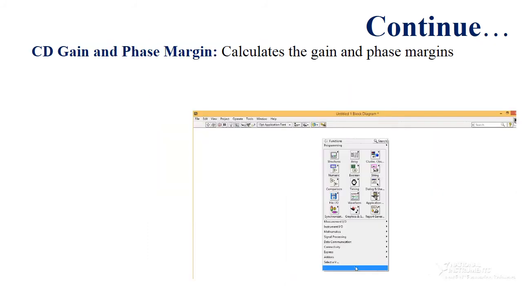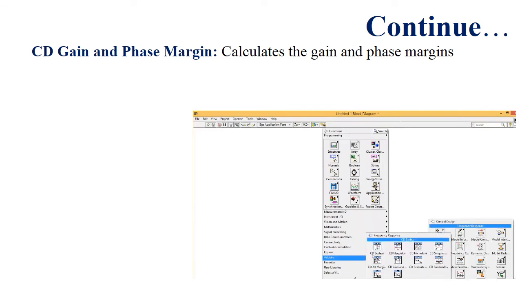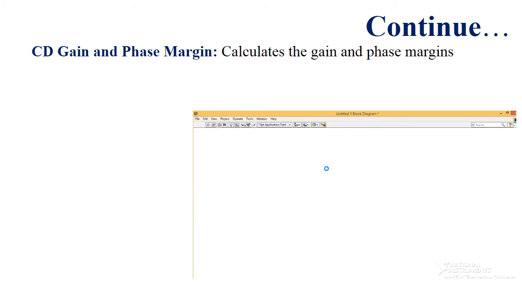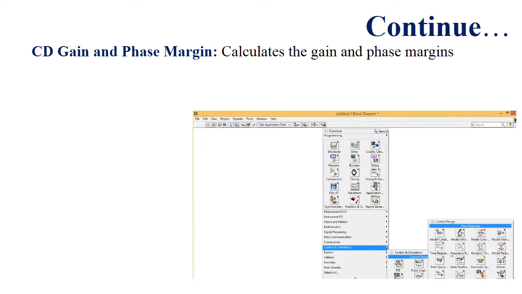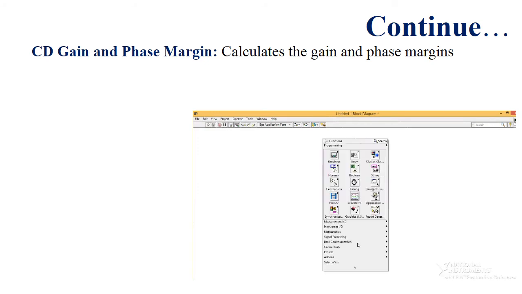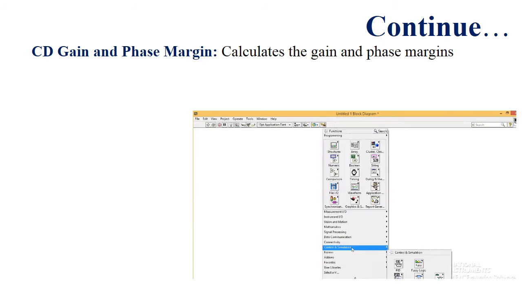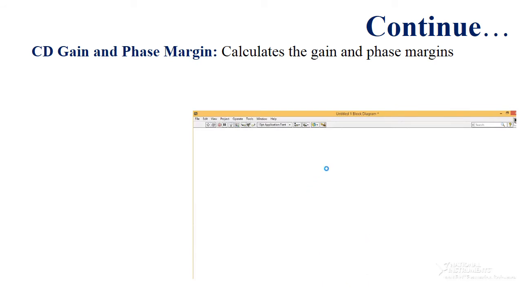The last icon we will use in the block diagram of LabVIEW software is CD Gain and Phase Margin. CD Gain and Phase Margin calculates the gain and phase margins of the system. If a system has multiple crossover frequencies, CD Gain and Phase Margin returns the smallest gain and phase margin. You can find this block in the Control and Simulation palette of the function palette, then move towards Frequency Response. Pick the icon and place it on the block diagram of LabVIEW software.